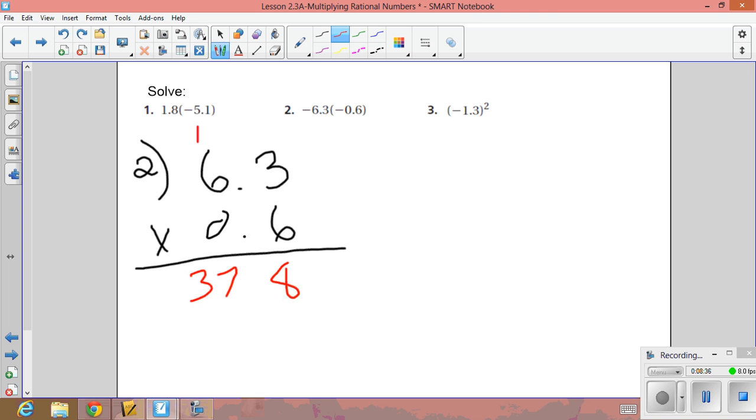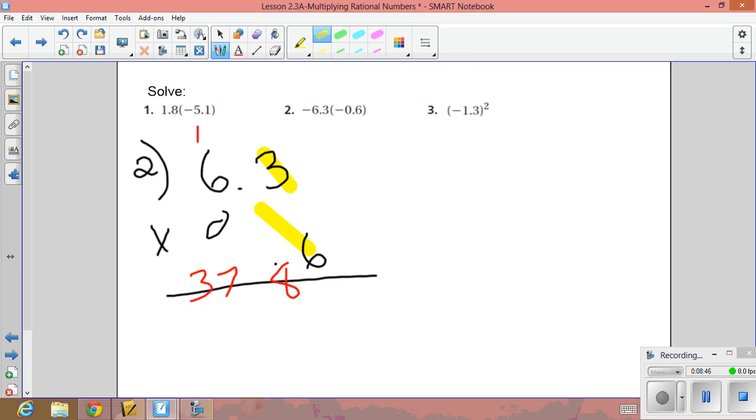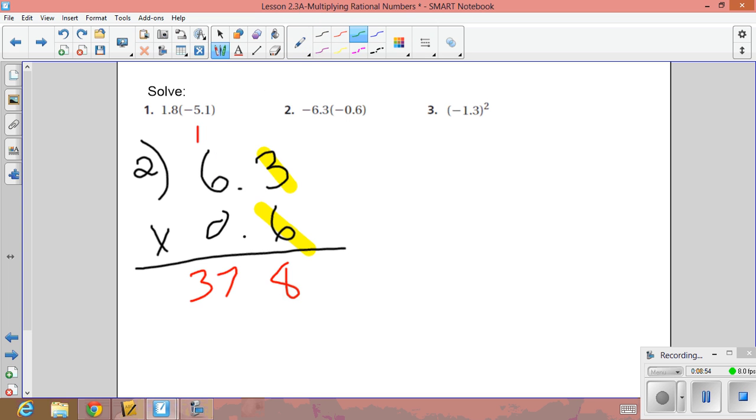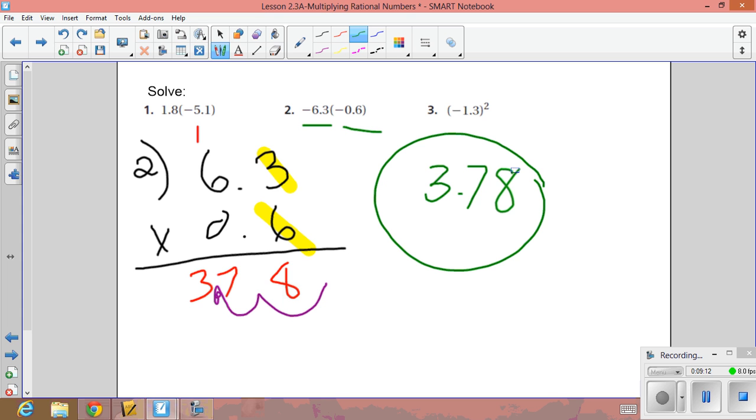Okay, again, we don't really need to pay attention to that 0 because it's in the beginning of the problem. Now we count the number of decimal places. 1 place after the 6, 1 place after the decimal point. So altogether, we have 2 decimal places. So from the right, we move in 1 place, 2 places. So my final answer is, so far, 3.78. I have 2 signs that are both negative, so since they're the same, my answer stays positive.